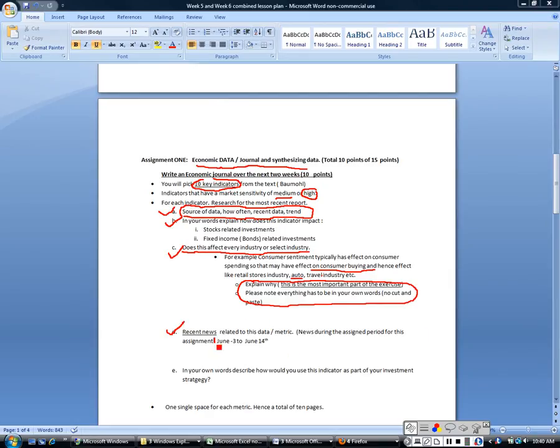And again, the time horizon for the news is this 2-week horizon that we are going to write the journal. And finally, this is really, really important for you. The reason why you took the course is obviously to start to understand some of this economic mumbo jumbo. In your own words, describe how you would use this indicator as part of an investment strategy. What does this mean to you? And obviously, you're not learning to be a short-term investor. You want to understand what the implications are in the long term, and you want to start to make a comment.